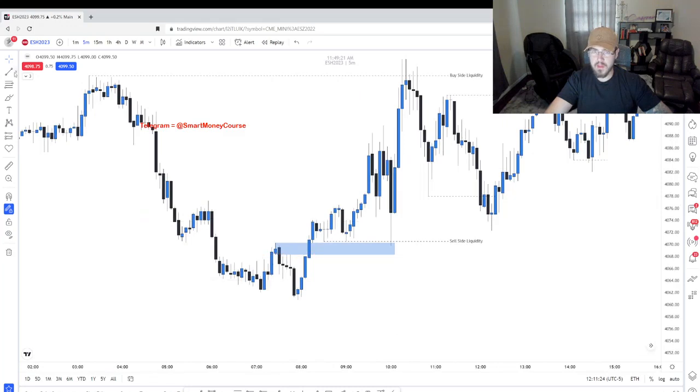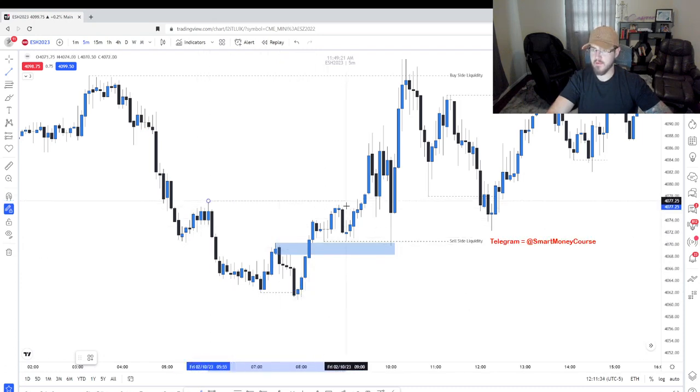So let's say here we went from sell side, we took sell side here. So where's price going to move straight towards? Is this going to be our buy side we're moving towards? Not necessarily. It's going to be right here, right?